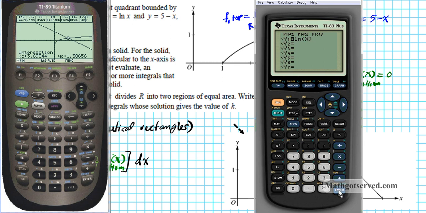And then for the linear function, 5 minus x. All right, now let's calculate the intersection. To do that, we use second function trace. Calculate is option number 5.